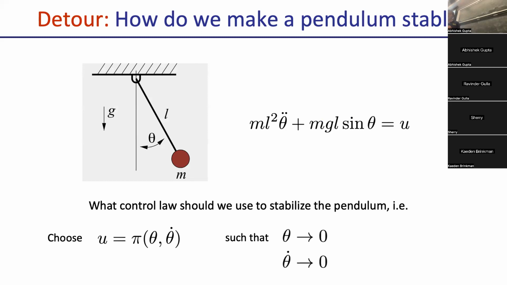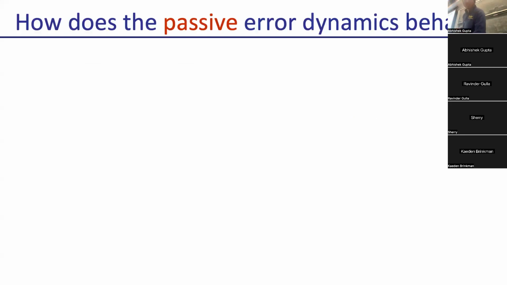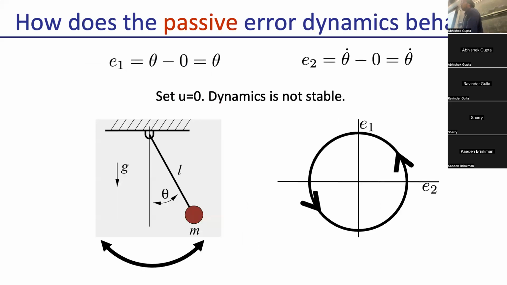What does it mean for theta to go to zero and theta dot to go to zero? It means that the pendulum comes to rest in the middle, like velocity is zero, position is zero, right? And the question is, how do we choose our u so that this is guaranteed to happen? Okay, so the simplest thing you can think of is, let me not put any actions. Let me set u to zero. Now, do we think that this pendulum is guaranteed to converge?